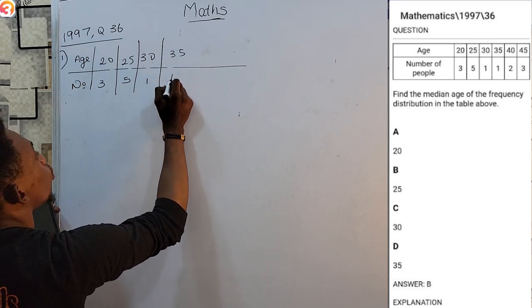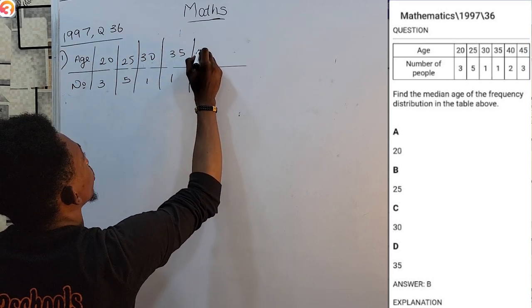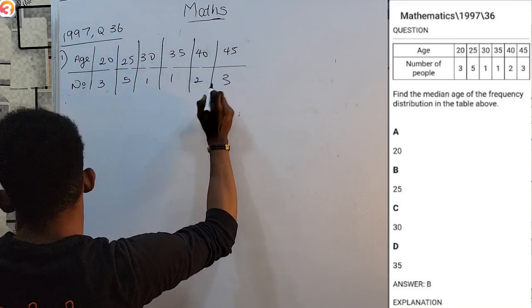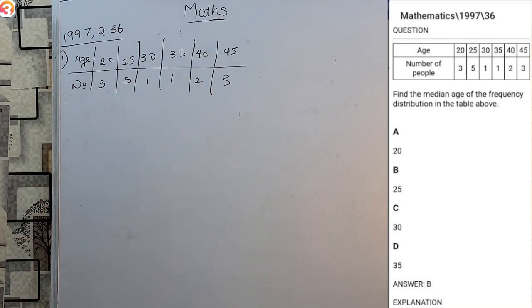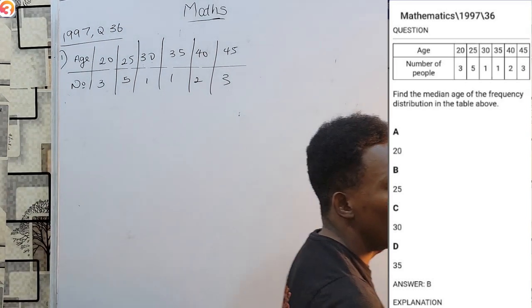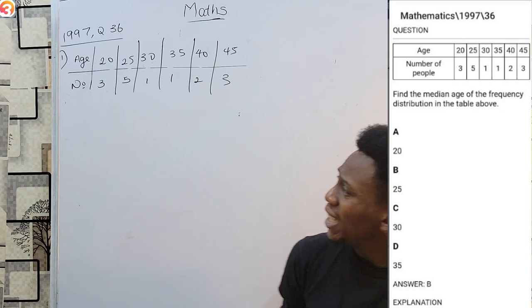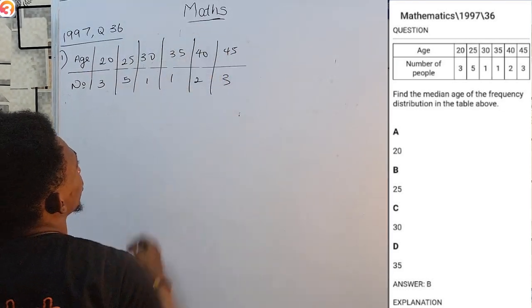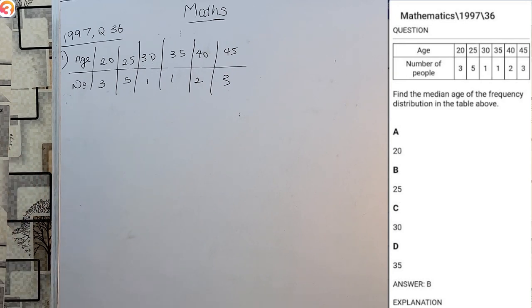35 to 1, 40 to 2, and 45 to 3. To find the median, we know the median is the middle number when arranged in ascending or descending order. If I look at this case, the ages are already in order, so I don't have to rearrange. But where should the middle be?